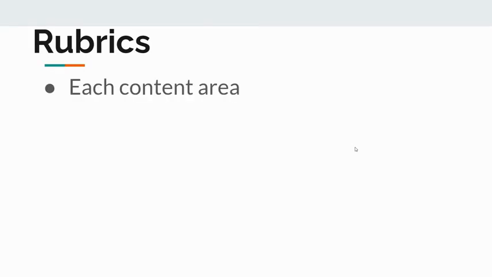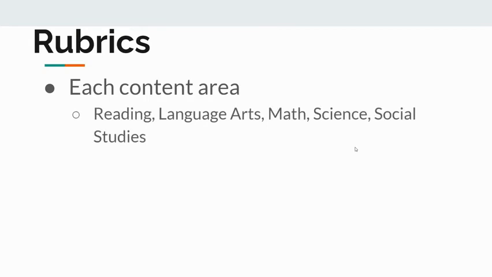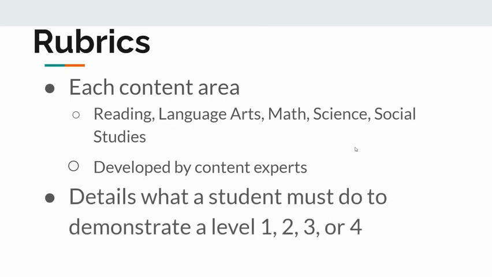Rubrics have been developed for each of the major content areas: reading, language arts, math, science, and social studies. Those rubrics were developed by a team of content experts within our district. Our rubrics detail what a student must do to demonstrate a level 1, 2, 3, or 4.